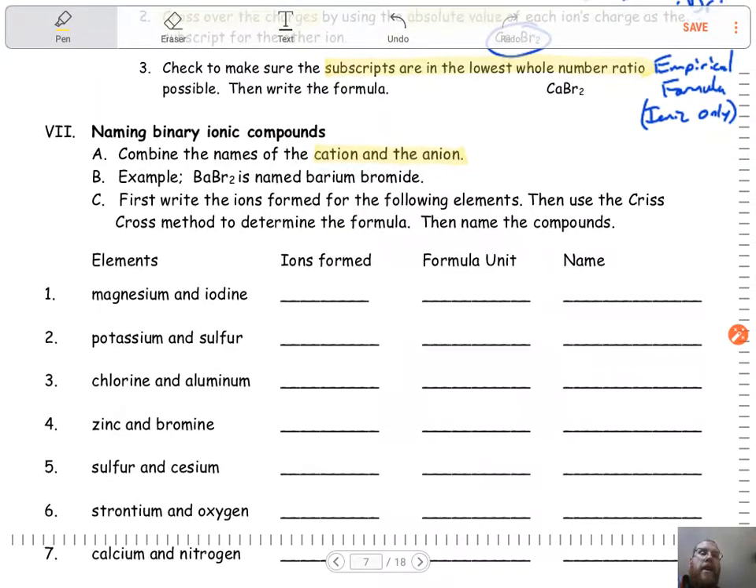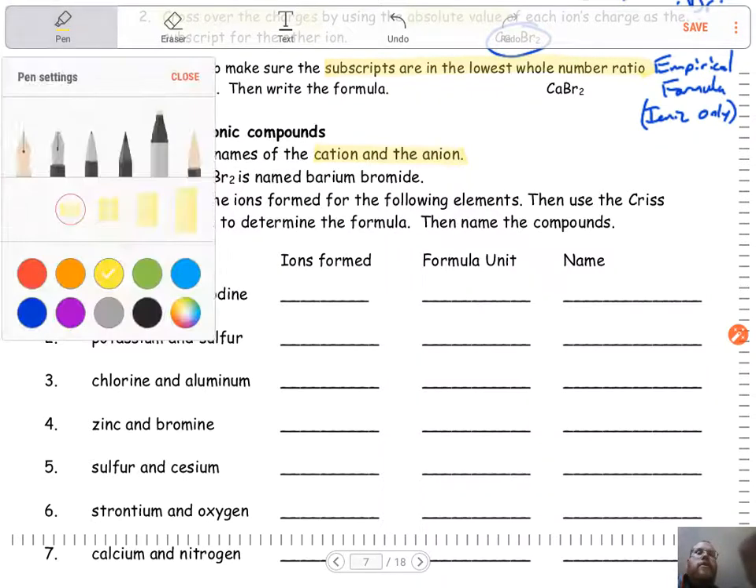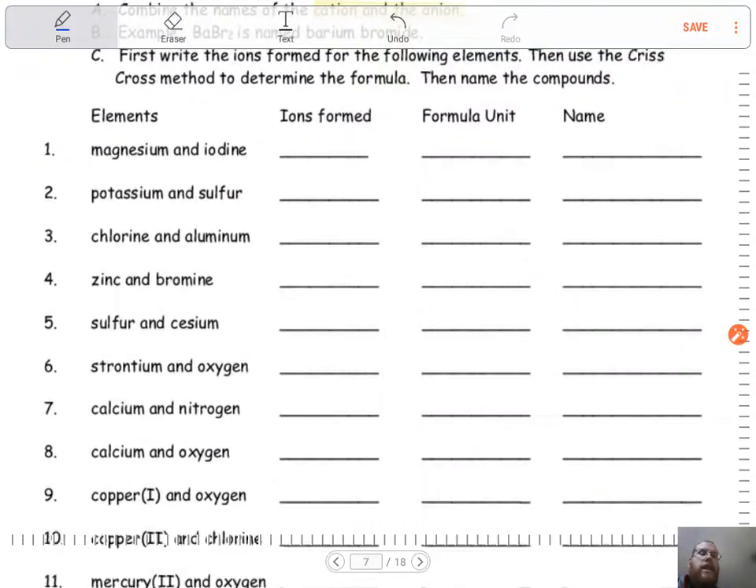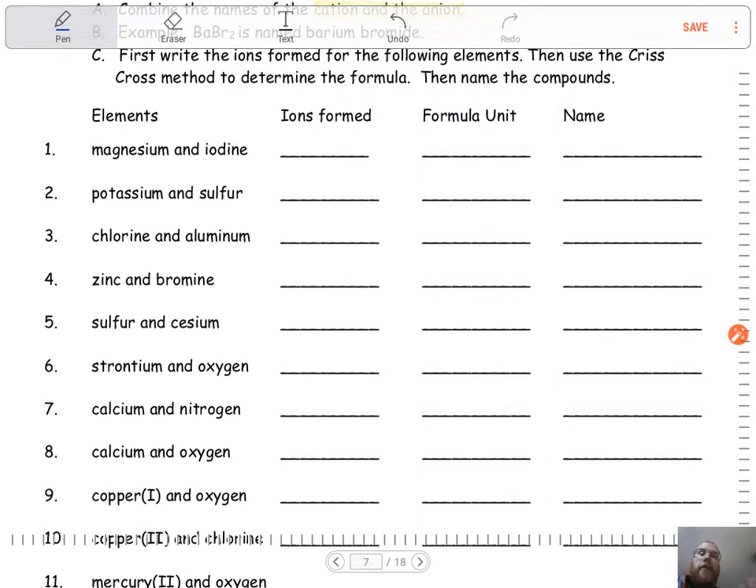Okay, so first write the ions formed for the following elements, then we're going to use the crisscross method to determine the formula, then you're going to name the compounds. So I'm going to walk you through the first one. Eventually, guys, you will not have to write the ions out first. You should be able to do the crisscross method in your head. But if you're stuck or you find that something is weird and you can't figure it out, go back and actually write it out.